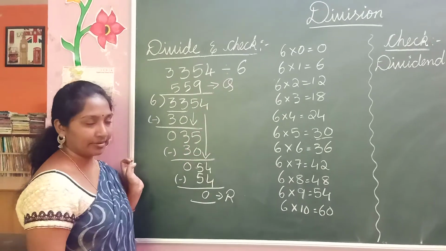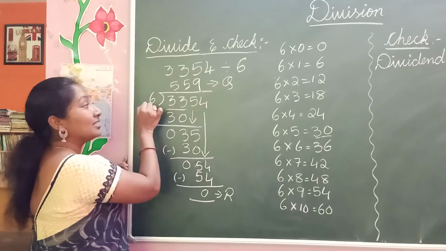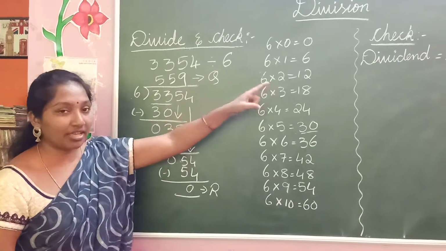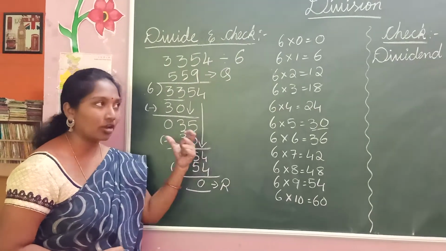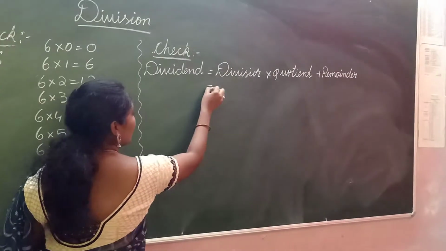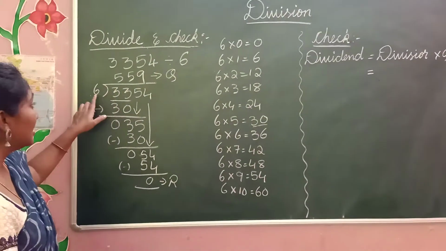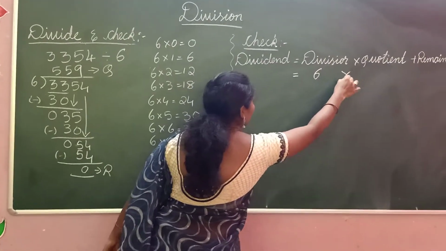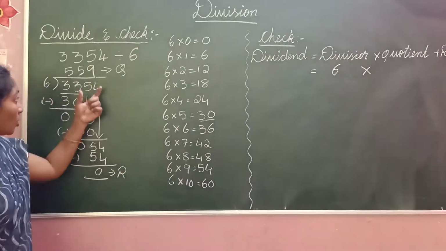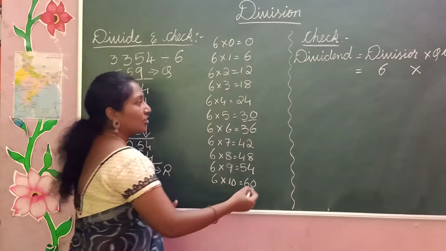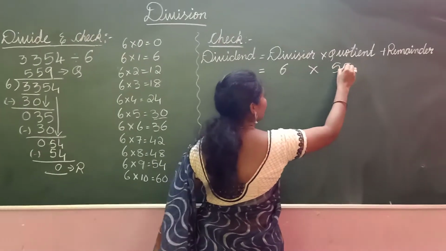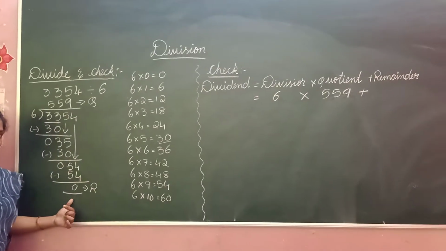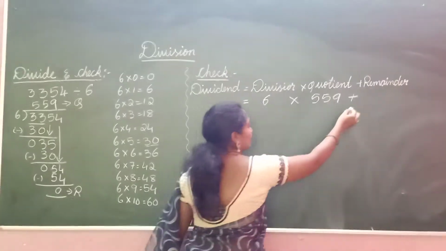559 is the quotient. This is the dividend, this is the divisor. Now by using these values, we have to check whether this division is right or wrong. See here, what is the divisor? The divisor is 6, so write 6 here, into the quotient, 559, plus, and what is the remainder? The remainder is 0, so write 0 here.